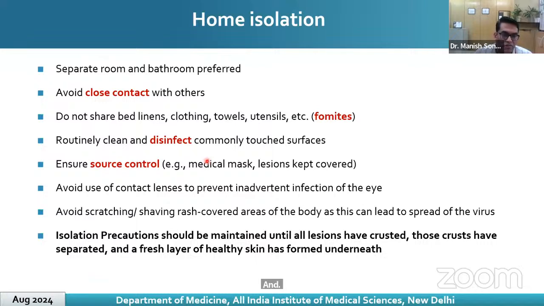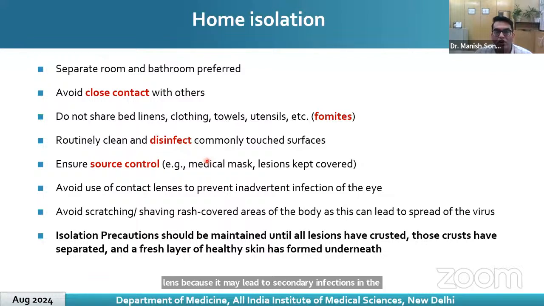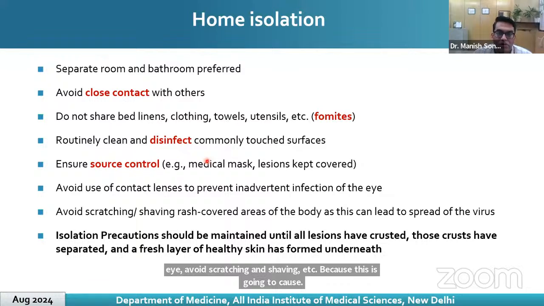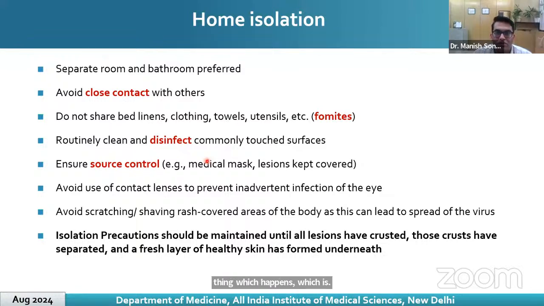and certain general precautions, like avoid using contact lenses because it may lead to secondary infections in the eye, and avoid scratching and shaving, etc., because this is going to cause secondary infections. Mind you, the most important thing which leads to problems later on is secondary bacterial infection on top of this viral infection. So we need to avoid secondary bacterial infections.